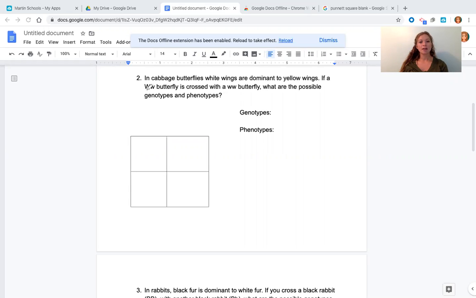So if a capital W, lowercase w butterfly is crossed with a lowercase w butterfly, what are the possible genotypes and phenotypes? So we have to know these words as well. So I'm going to take this, I'm lucky it gives it to me already, and I'm going to put them into my Punnett square. Here we go. So I have a capital W, lowercase, this is lowercase, lowercase.